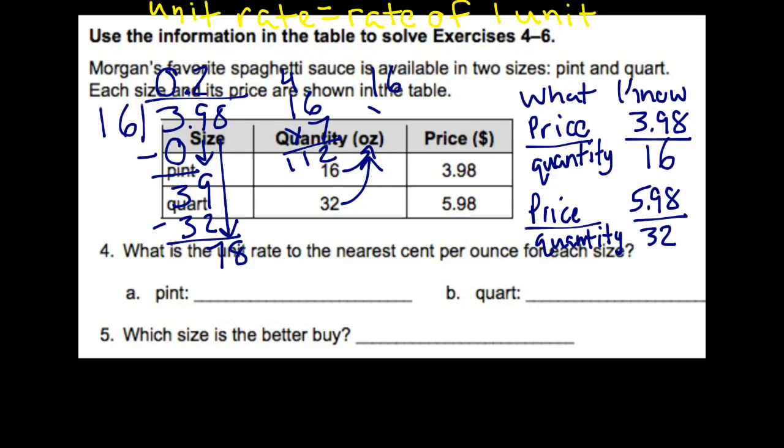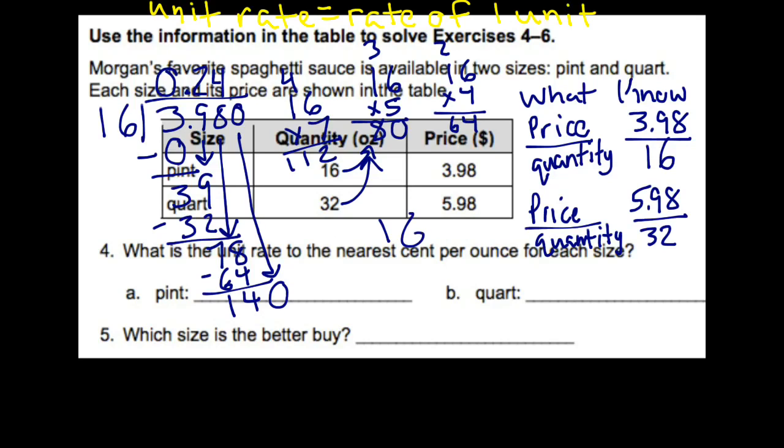Let's try 16 times 5. 5 times 6 is 30. 5 times 1 is 5. Plus 3 is 8. That's 80. Still too much. Let's try 16 times 4. 4 times 6 is 24. 4 times 1 is 4, plus 2 is 6. 64. 78 minus 64. 8 minus 4 is 4. 7 minus 6 is 1. That's 14. Bring down a 0. Oops, and I forgot to put 4 above the 8.